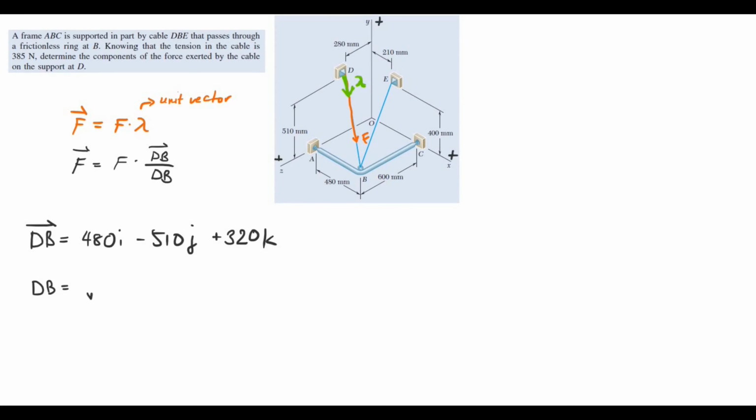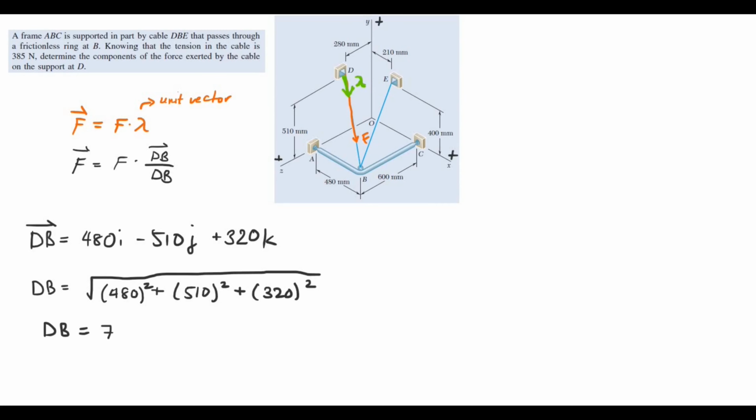The magnitude DB is equal to the square root of the x component of the vector squared, plus the y component of the vector squared, and finally the z component of the vector squared. And this gives you 770 millimeters.